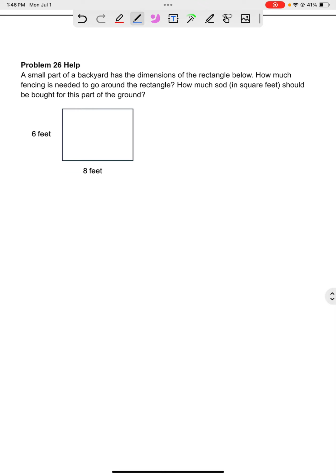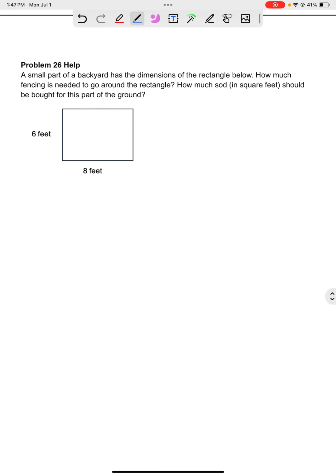Okay, so here we have a geometry related problem that is also a word problem. We've got a small part of a backyard. It has the dimensions of this rectangle below. So how much fencing is needed to go around the rectangle? That's the first question, and the second question is how much sod in square feet should be bought for this part of the ground. Sod is grass, just in case you don't know. It's just patches of grass you can lay down. So how much fencing is needed?